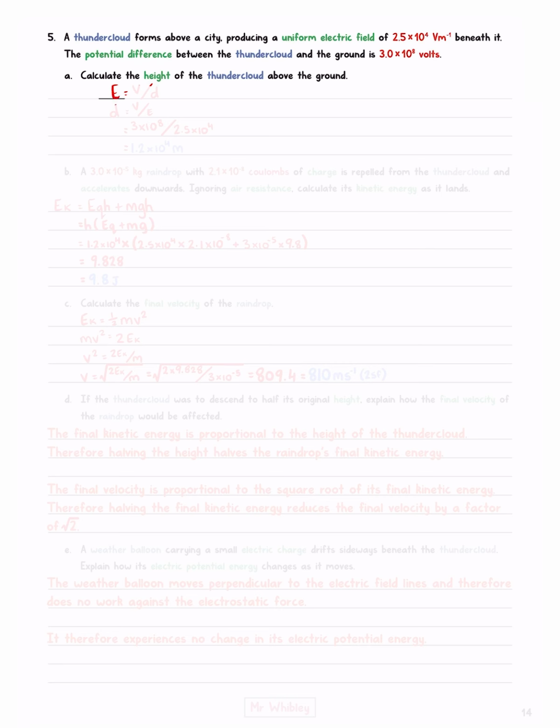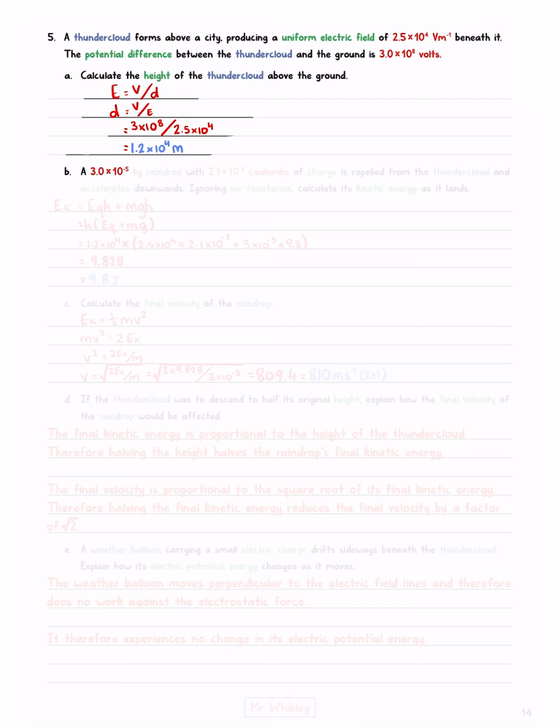We know that our electric field strength is volts over distance, where we know our voltage and we know our electric field strength, so we just need to solve this for the distance. To do that, we can swap our E and our D around, put in our numbers, which gives me 1.2 times 10 to the 4 meters.